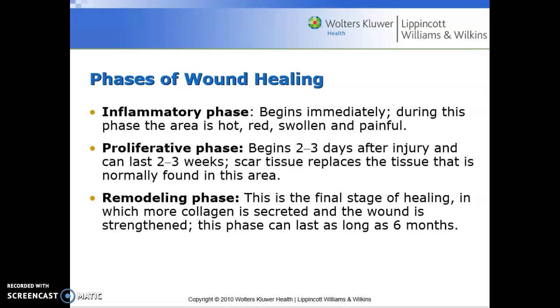And then we're going to talk about the remodeling phase. The remodeling phase is the final stage of healing in which collagen is secreted and the wound is strengthened. This phase can last as long as 6 months. Again, it's the final stage. It can last up to 6 months. But more collagen is secreted to strengthen that wound. At the same time, collagen in the scar is broken down. This process causes a raised scar to shrink and flatten.